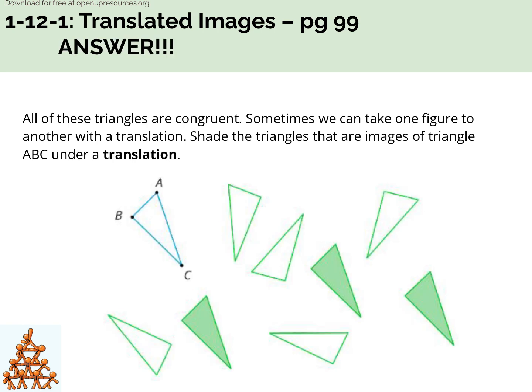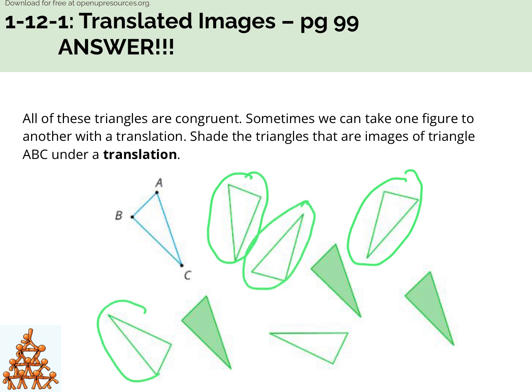All right, here are the answers that you should have gotten. So notice how this one here is a reflection. This one has kind of been rotated. This one's been rotated, and all the other ones have been rotated. Remember, translation is a slide. So which ones we're able to slide over are the ones that are actually colored.